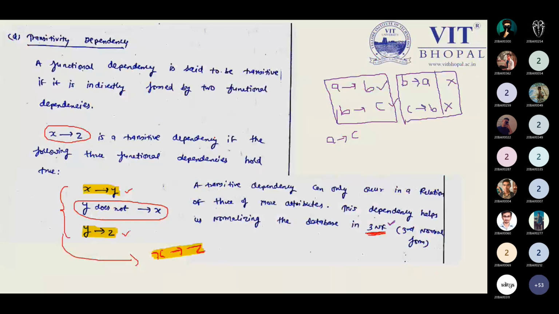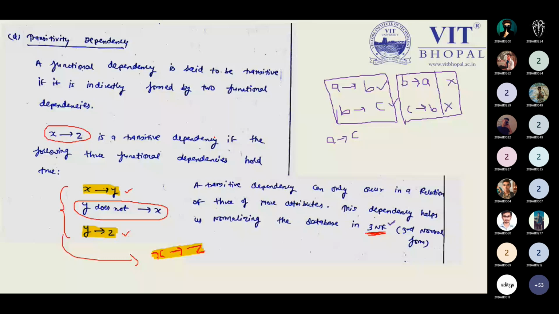Transitive dependencies come from the transitive rules in mathematics that we have seen. If you remember the different rules of mathematics between sets, such as reflexive, associative and transitive, that is where this comes from. A functional dependency is said to be transitive when it is indirectly formed by two functional dependencies: X determines Z, or Z is dependent on Y, is a transitive dependency if the following three functional dependencies hold true. X determines Y, and Y determines Z.